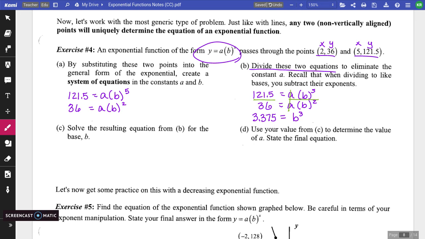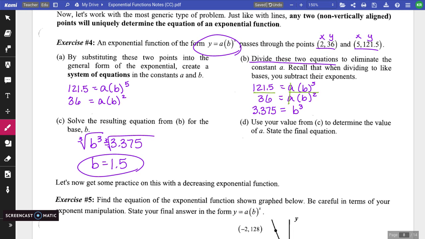So part C says, solve for B. So B cubed equals 3.375. I'm going to take the cube root of both sides, and B is actually 1.5. So there is our growth factor. So right now I have y equals a times 1.5 to the x power. So now all I need is to figure out what a is.